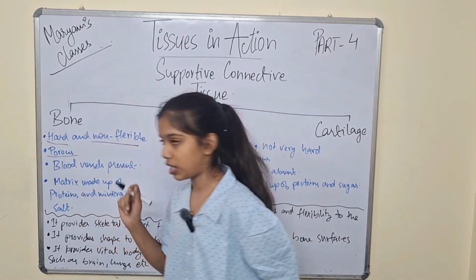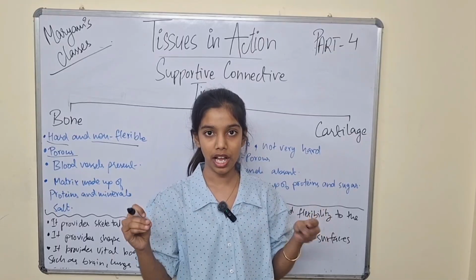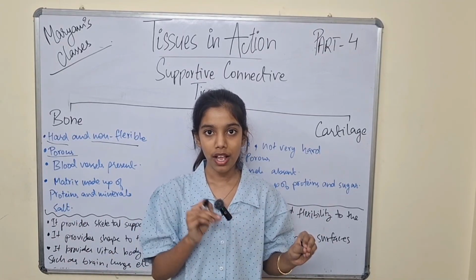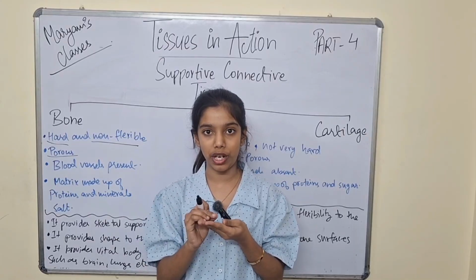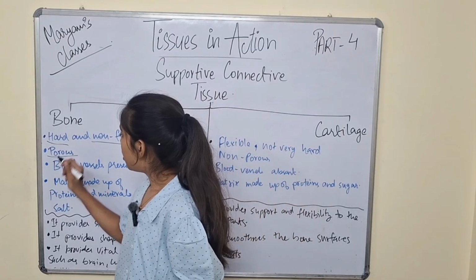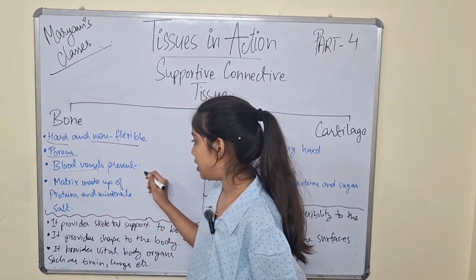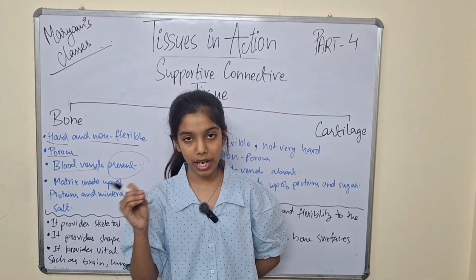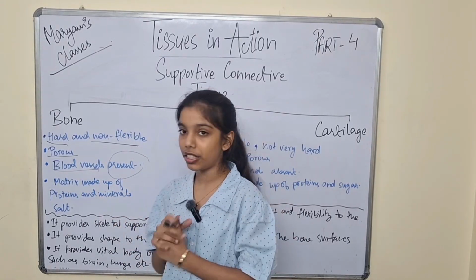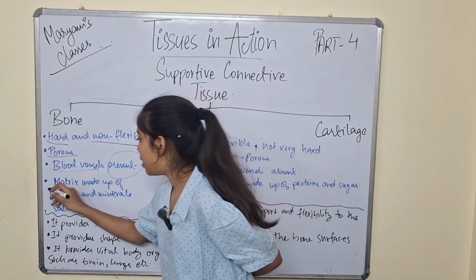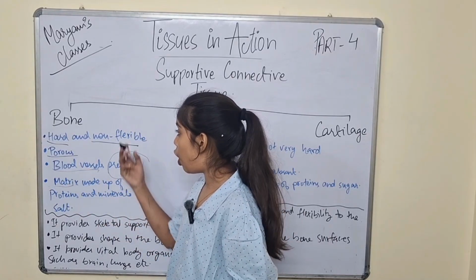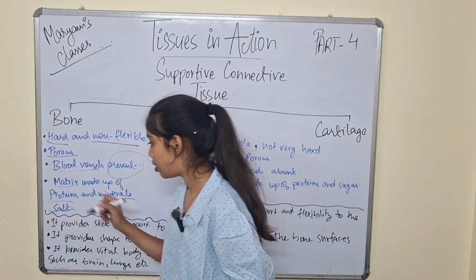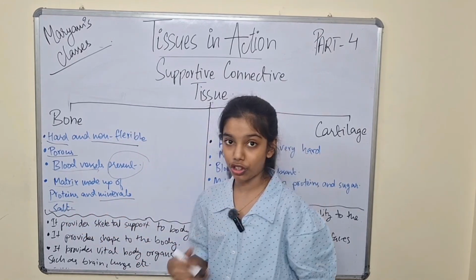The bone is also porous. Porous means it has pores on it, like small holes known as pores. So that's why bone is porous. And bones also contain blood vessels. Blood goes through them. And the matrix of bone is made up of proteins, minerals and salt. Okay, so this is the structure of bone.